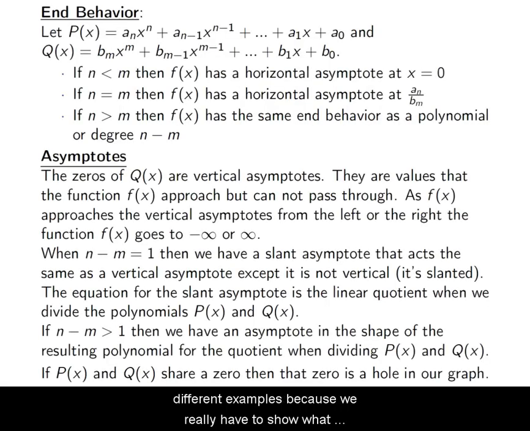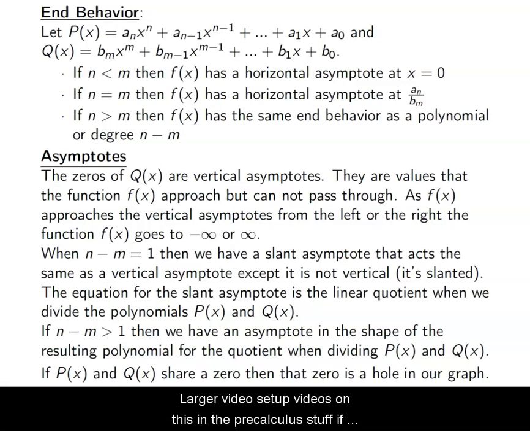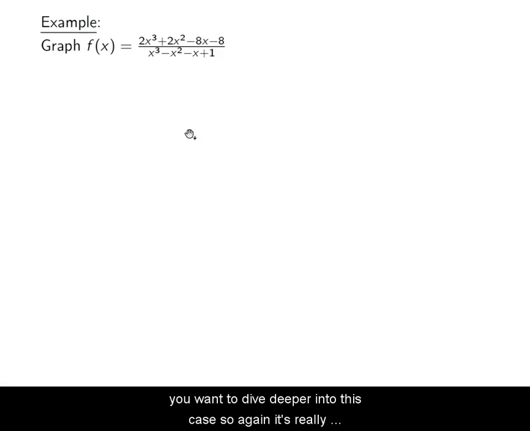So let's jump into an example where we'll demonstrate a bunch of these things. Really, in order to show everything we talked about, I'd have to do 3 different examples: an asymptote going to 0, an asymptote when the degrees are the same, and what happens when the degree of the numerator is larger. We're not going to do that again. This is just a review. I have a whole larger set of videos on this in the pre-calculus material if you want to dive deeper. This is just to refresh your memory on the basics of how this works.